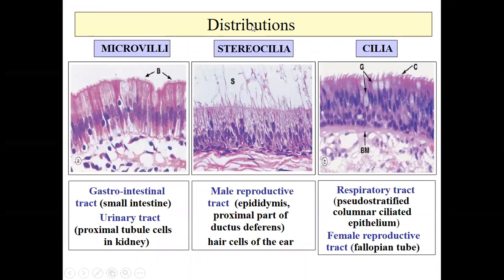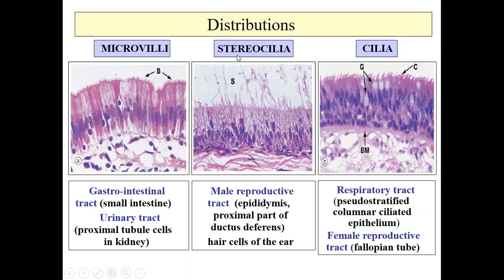Okay, for the distribution, where you can find this special form of the apical surface: the microvilli, stereocilia, and cilia. The microvilli can be found in the gastrointestinal tract, in the small intestine, and also in the urinary tract, in the proximal tubule cell in the kidney. Because you know the gastrointestinal tract is involved in absorption. So the function of the microvilli is to increase the cell surface for absorption.